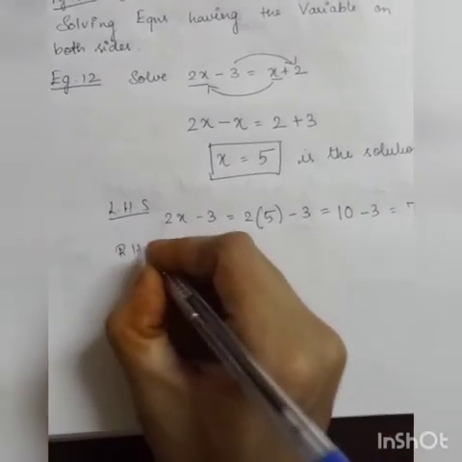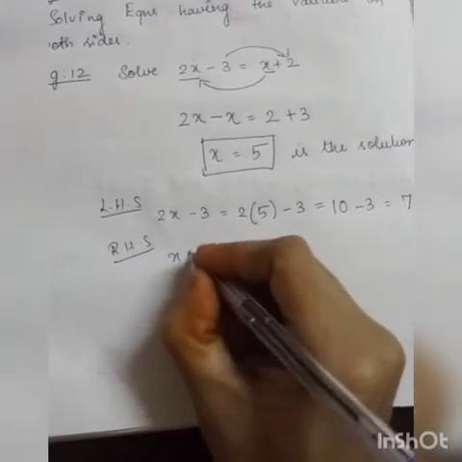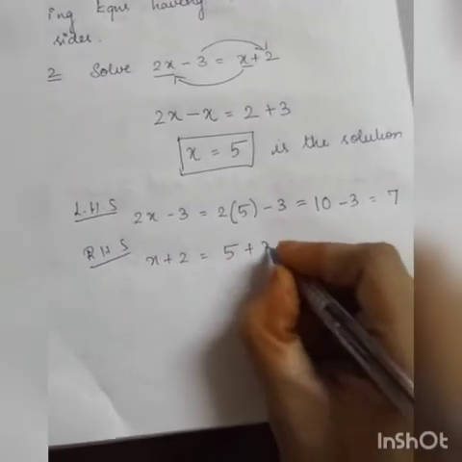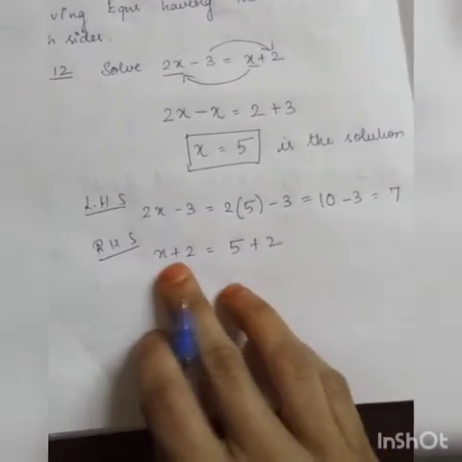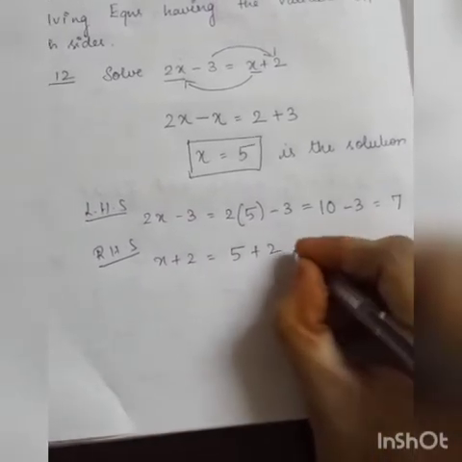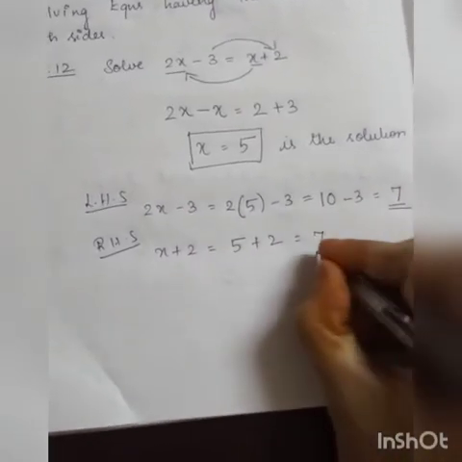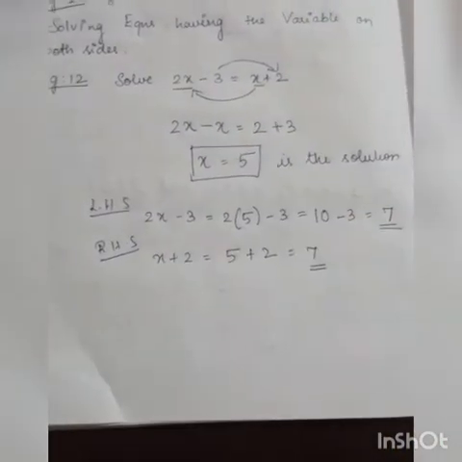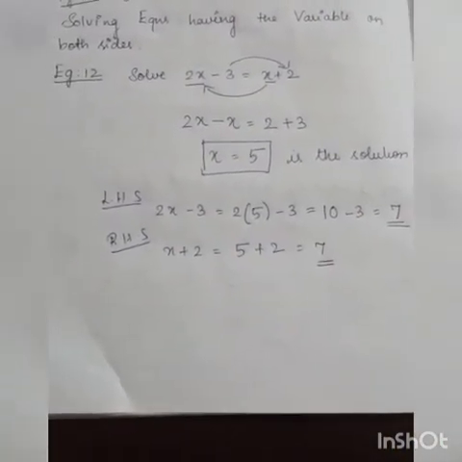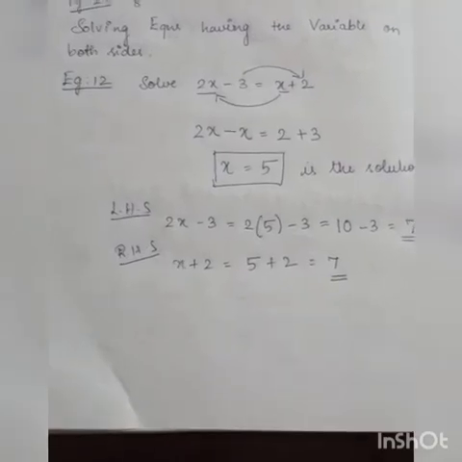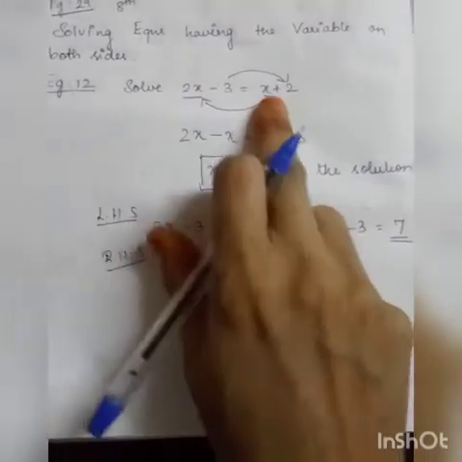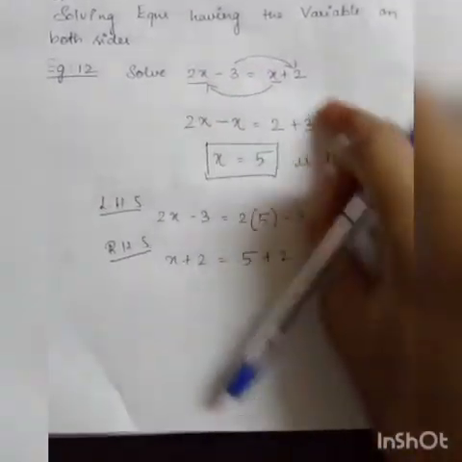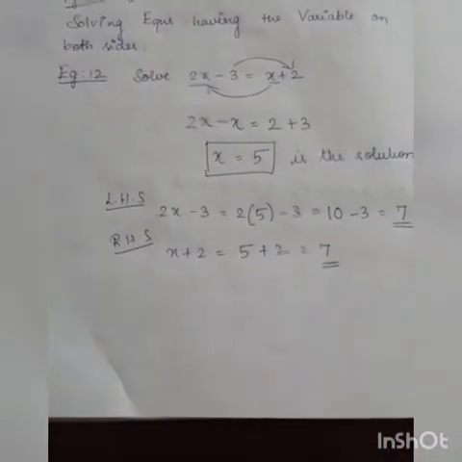Now RHS. x plus 2. The x value is 5, so 5 plus 2. 5 plus 2 is 7. So the LHS value and RHS value are the same. So x is equal to 5 is the solution for this equation. Understood how to solve the equation having variables on both the sides? You should arrange all the variables to one side and all the constants to the other side. Understood?